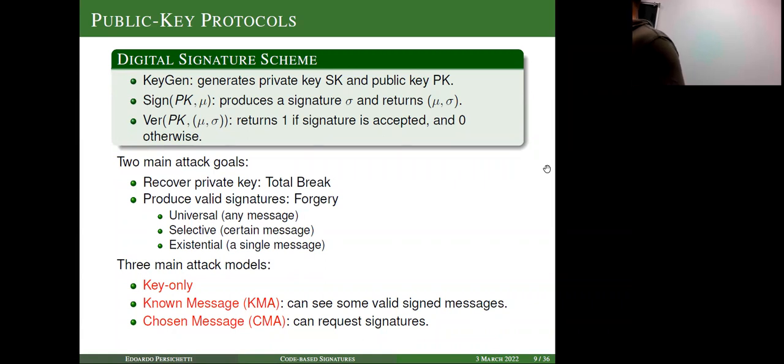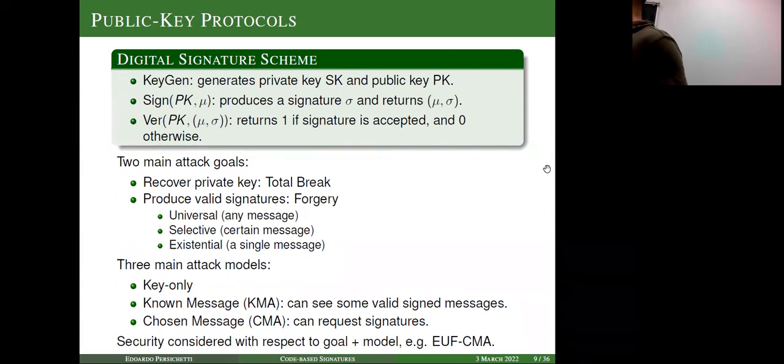But more powerfully, we assume that the attacker can actually request signatures on some arbitrary messages. And then with this information, it may be easier, of course, to forge and produce some valid signature. So traditionally, what we consider in signatures is, like always, we consider the goal plus the model together, and EUF-CMA is existential unforgeability against chosen message attacks.